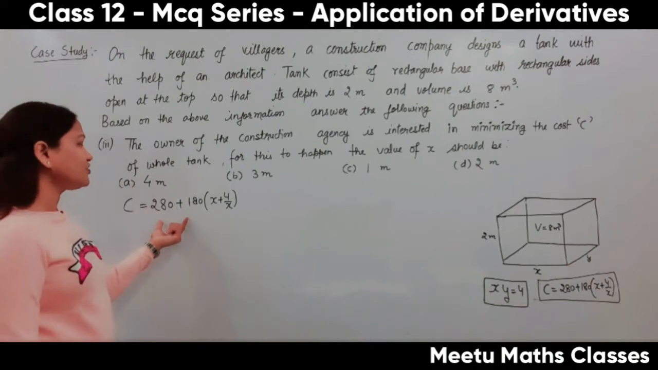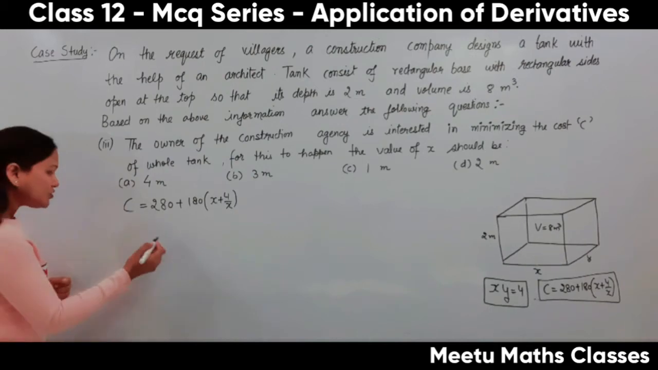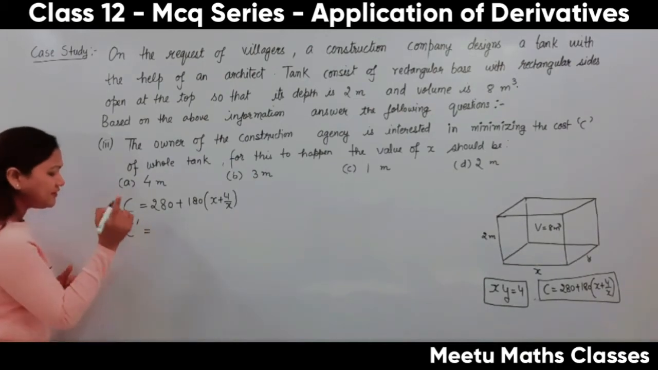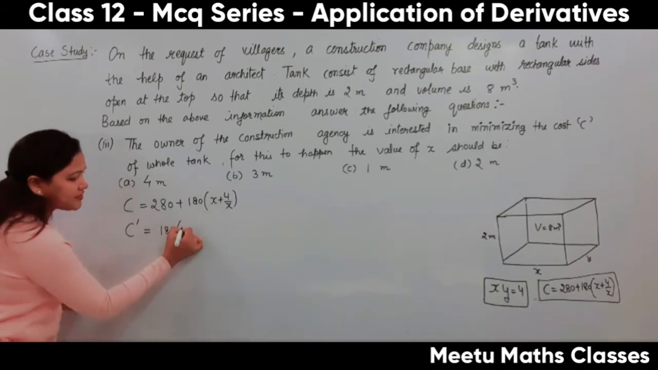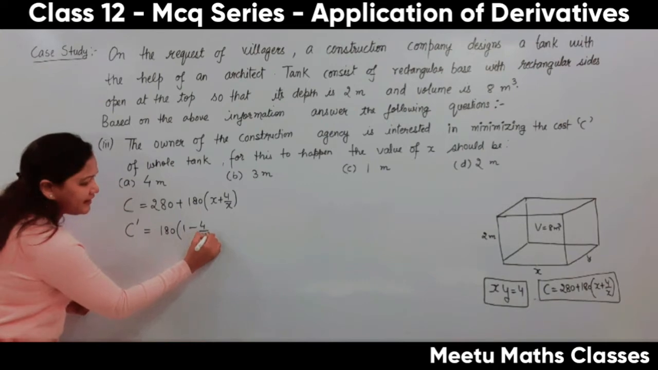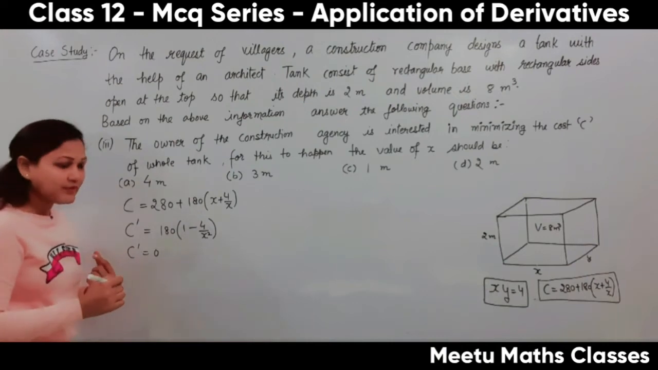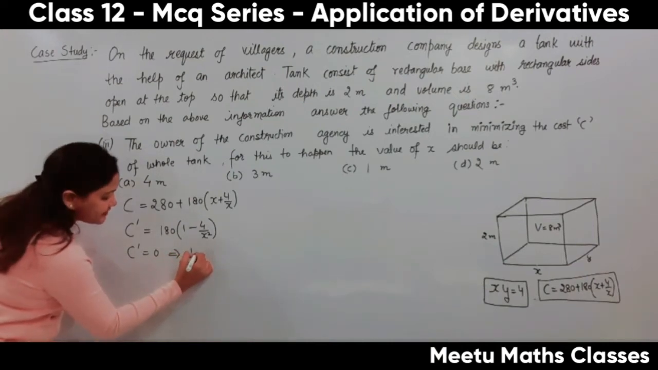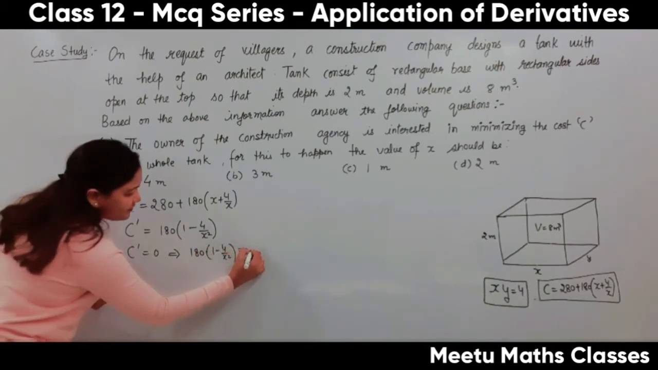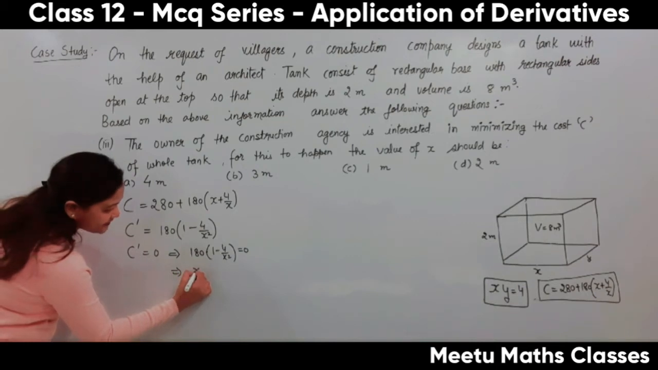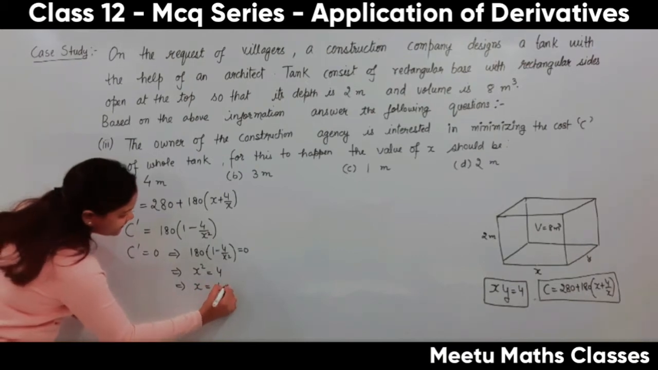Now you have to look at this cost function for what values of x your cost function is minimum. So first of all we are going to differentiate it once. The derivative of 280 is 0, and the derivative of this function is 180 into 1 minus 4 by x square. For the critical points, we are going to put the first derivative equal to 0, and that implies that 180 into 1 minus 4 by x square is equal to 0, or x square is equal to 4, or x can take either plus or minus 2.